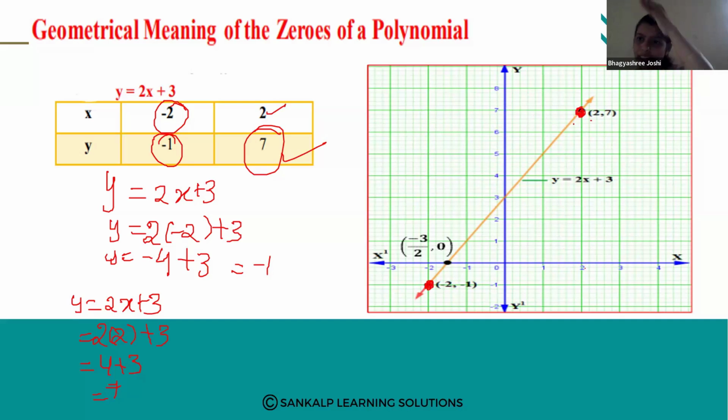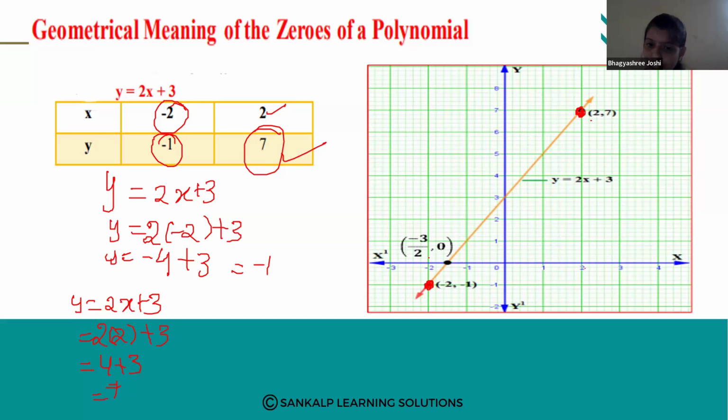Then what will you do? You join both the points. Okay. Then you will get one straight line. So what is our concept? To find out the zeros. What are we doing? To find out the zeros.